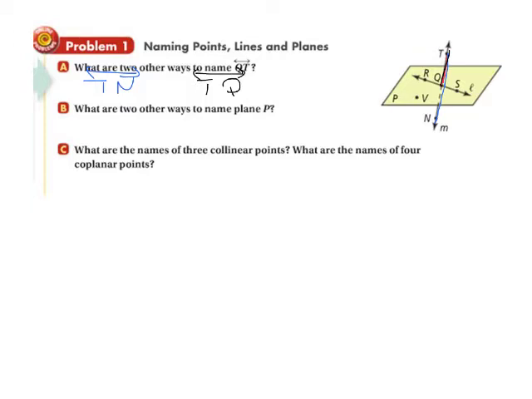What are 2 other ways to name plane P? All right, well, there's a lot of them, but we could say that it's plane RQV, because those are all the points that are on there. Or we could say plane RSV. All those points are on that plane.